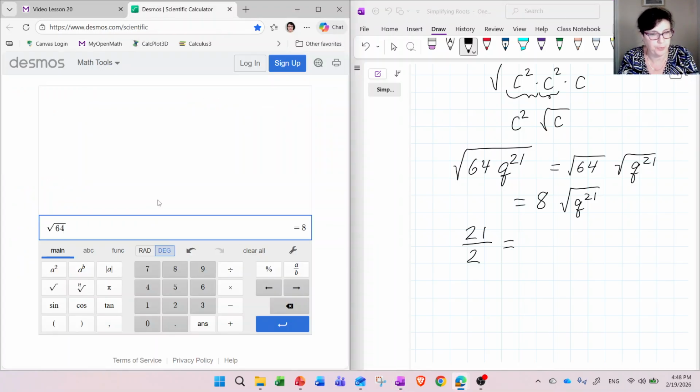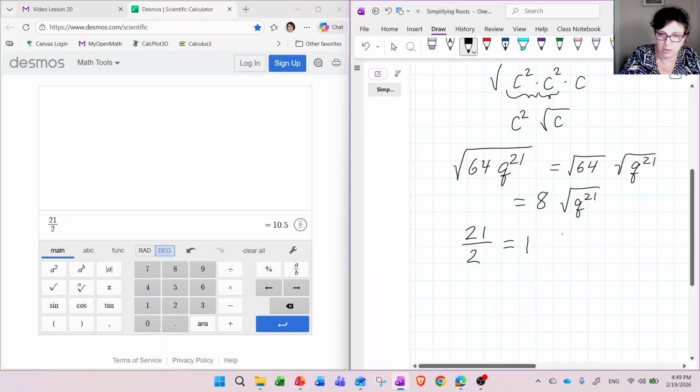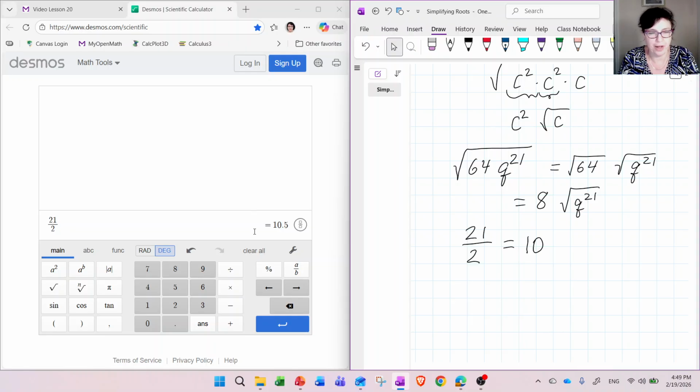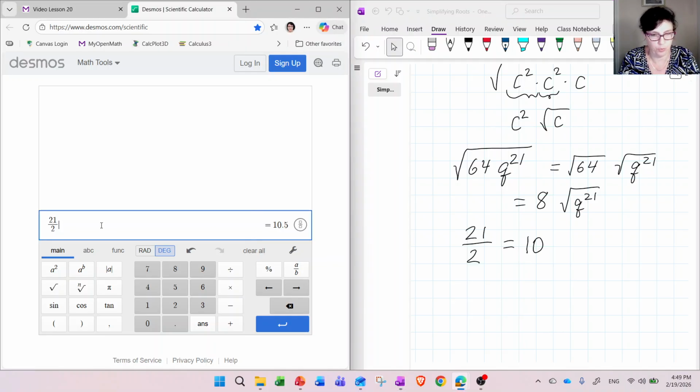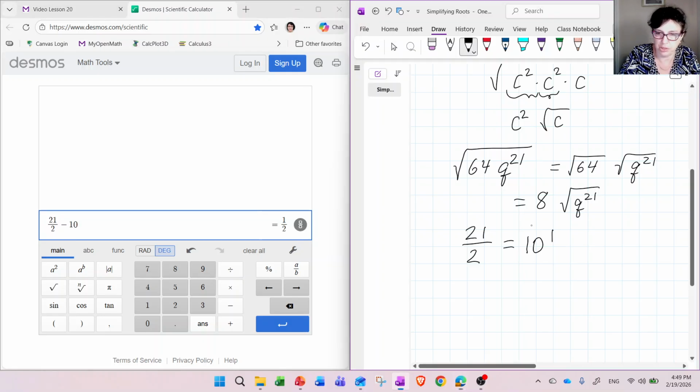So let's do that. Let's take 21 divided by 2. Okay, the whole part of it is 10, so that's going to be 10. And the 0.5 is pretty clearly 1/2, but if you want to actually see it, subtract 10, click on the fraction thingy, and you will see it's 1/2. So how do you simplify it?